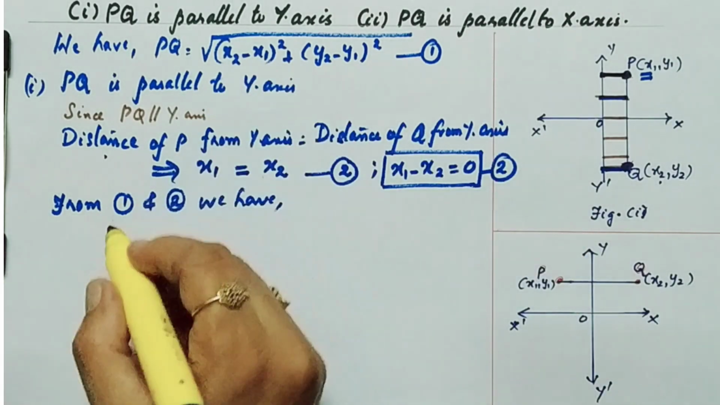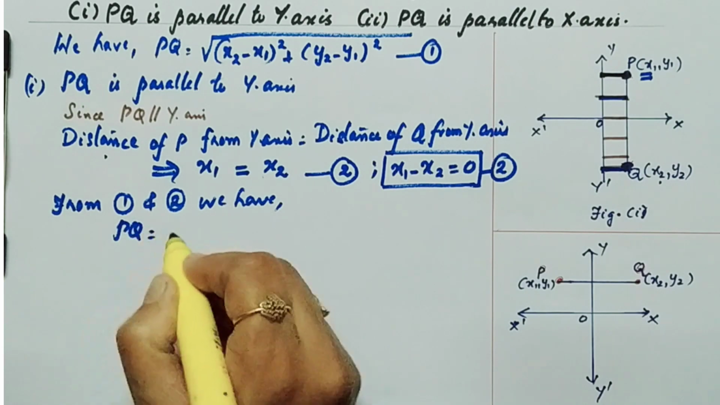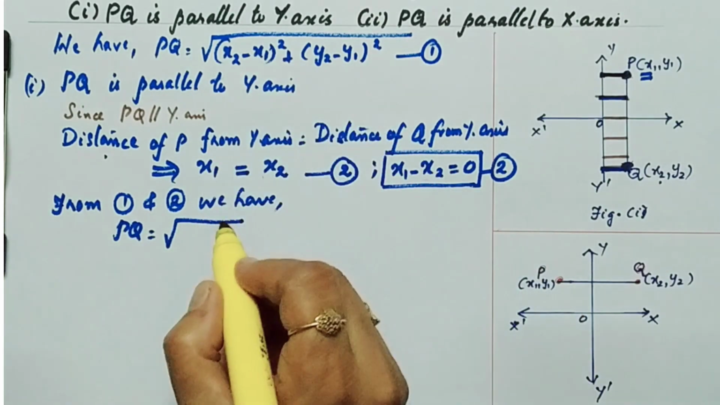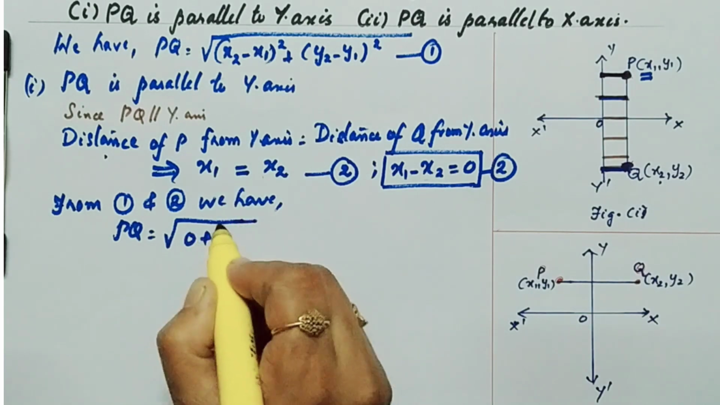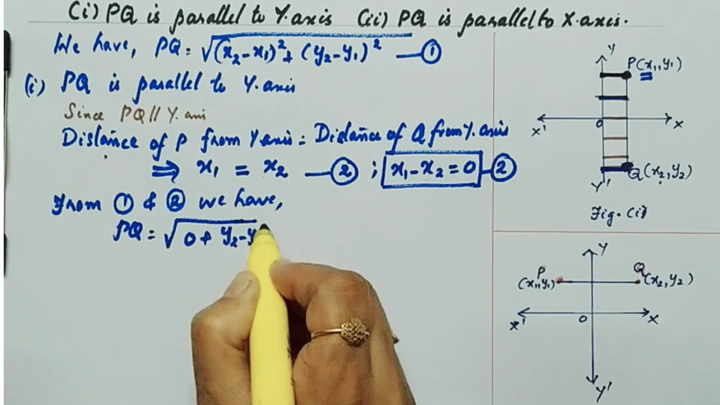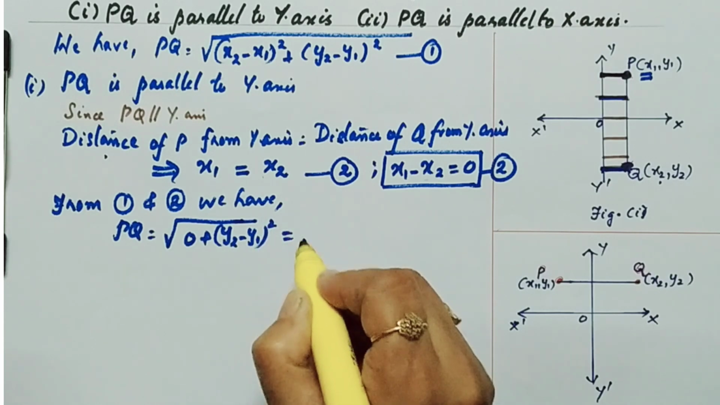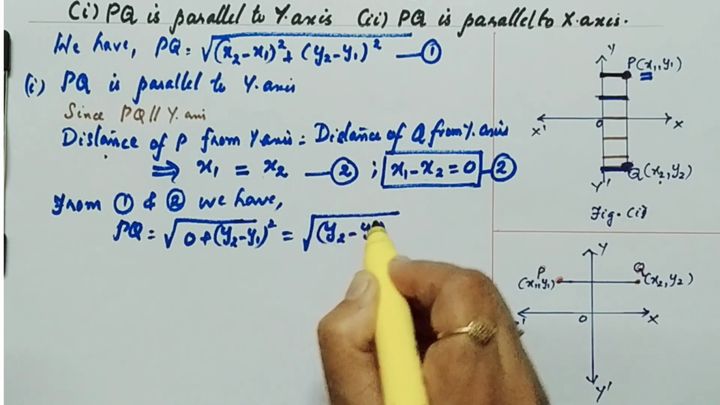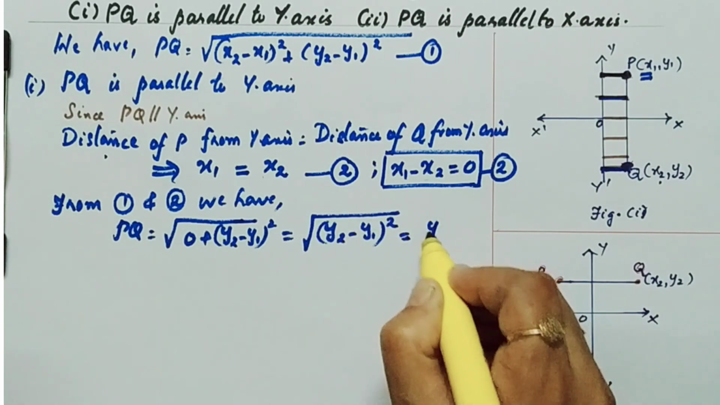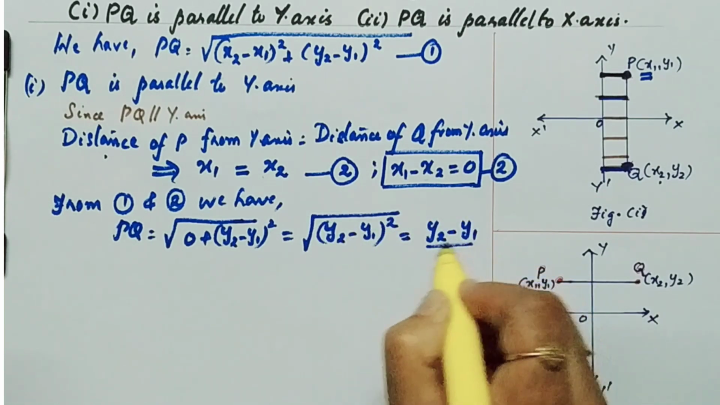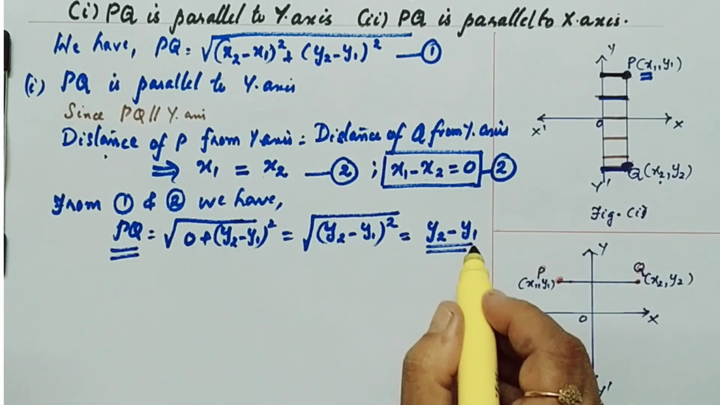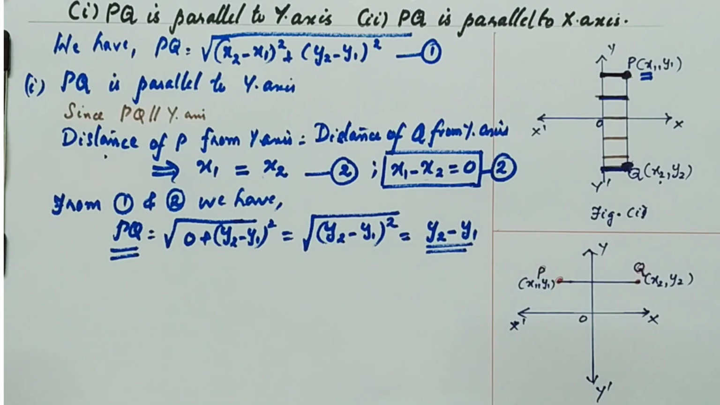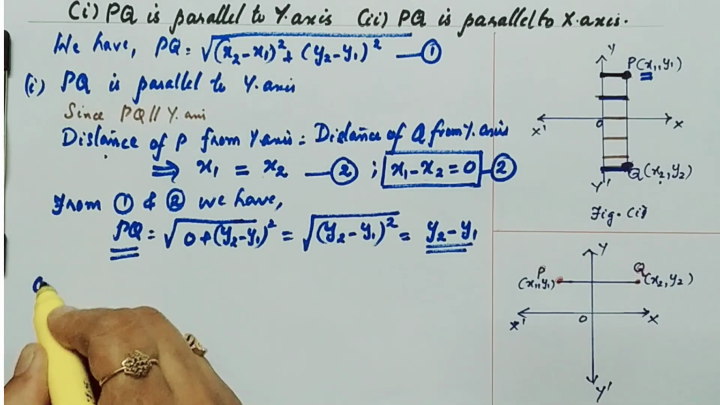Therefore equation 1 becomes PQ equals root of, you substitute x2 minus x1 as 0. So 0 square is 0 plus (y2 minus y1) the whole square, equals square root of (y2 minus y1) the whole square only remains. So the answer is y2 minus y1. So the answer of the first question is the distance PQ equals y2 minus y1 when the line PQ is parallel to the y-axis.